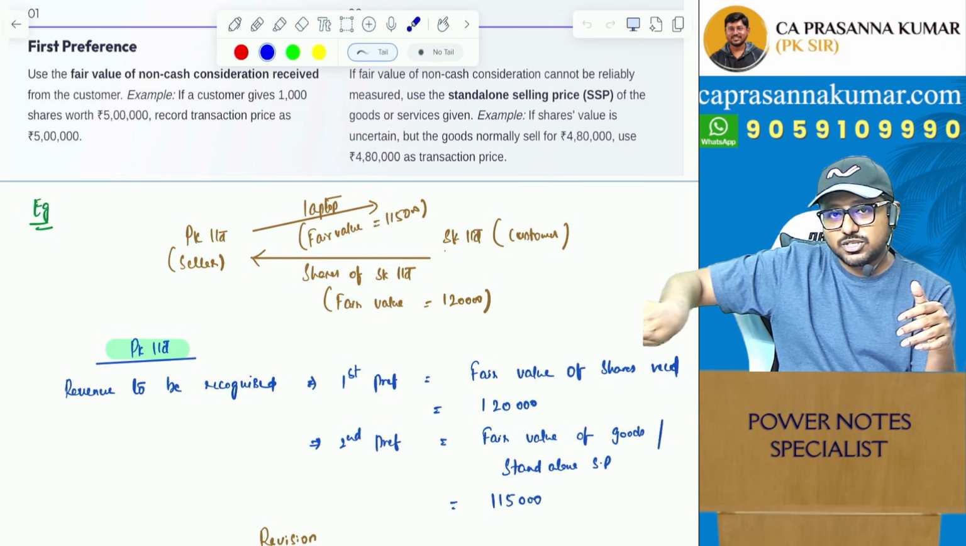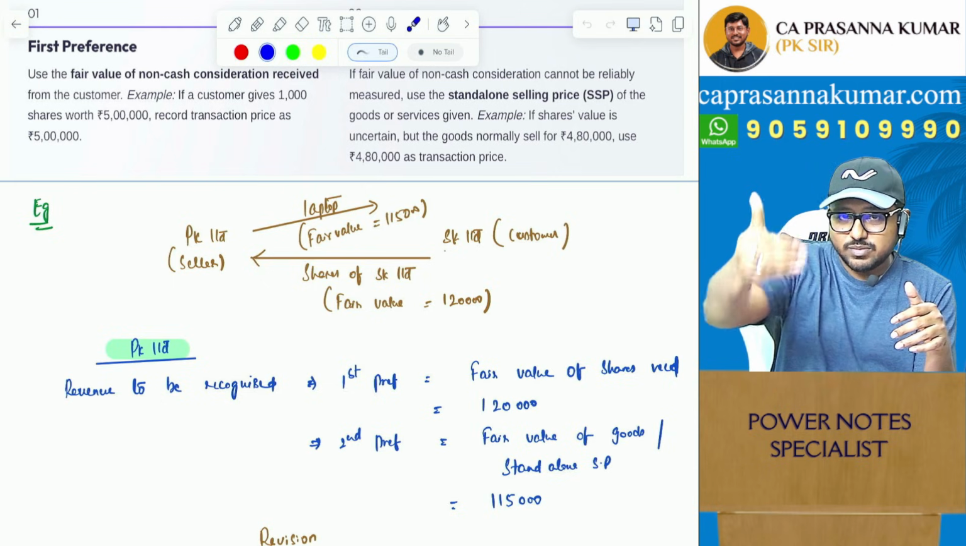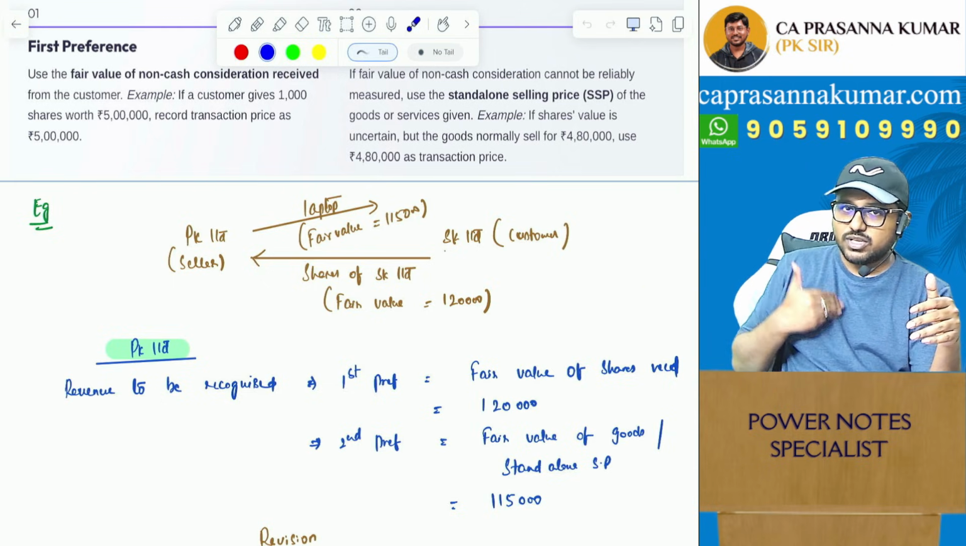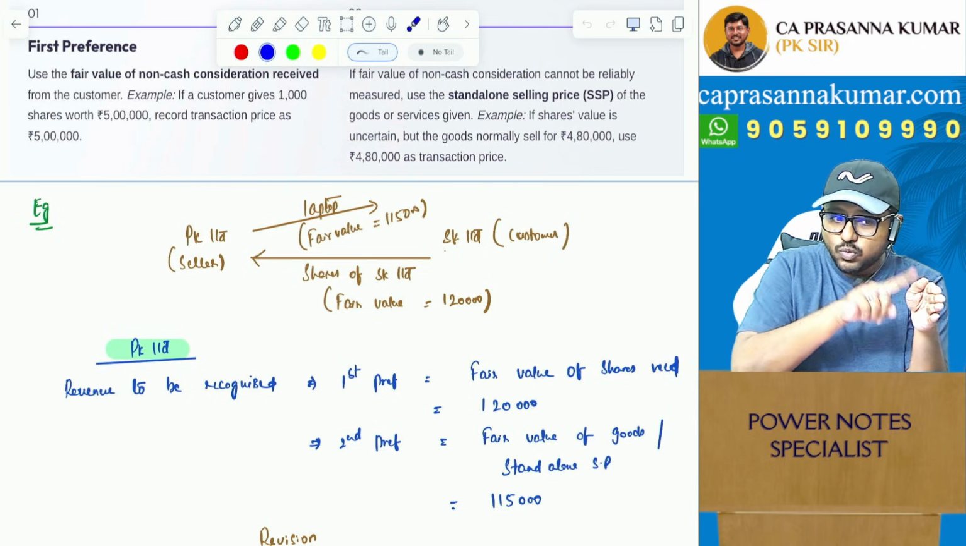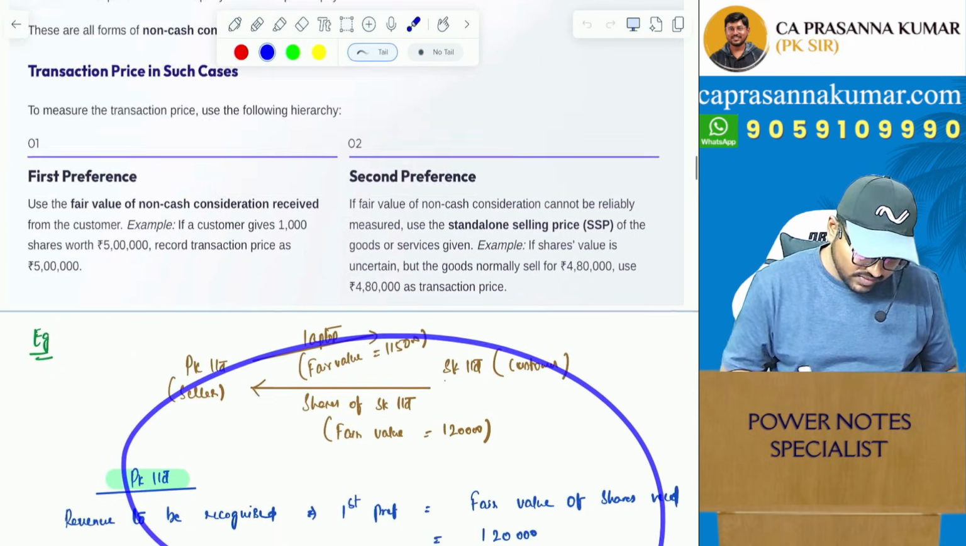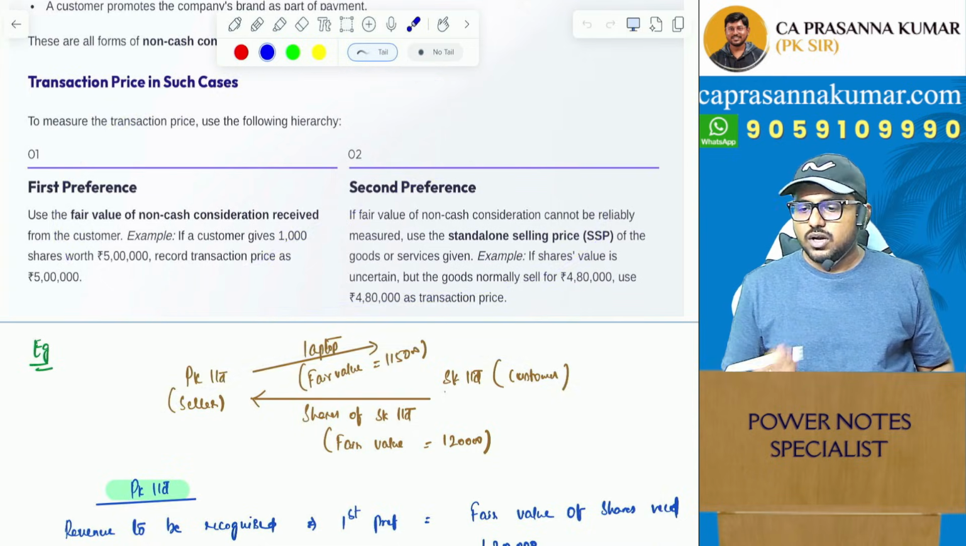Suppose if this information is not available, whatever customer is giving you, it is really unique. You can't find fair value or market value. Then leave it aside. See what the entity is providing. In this case, it is laptop. Its fair value how much? 1,50,000. That will be your transaction price. Is that clear? That is the concept over here. That's all. Are we done?